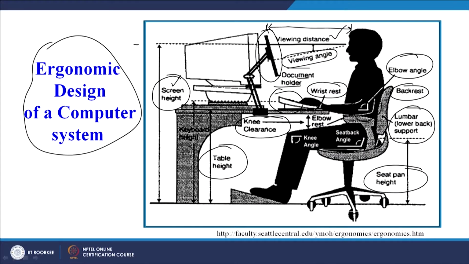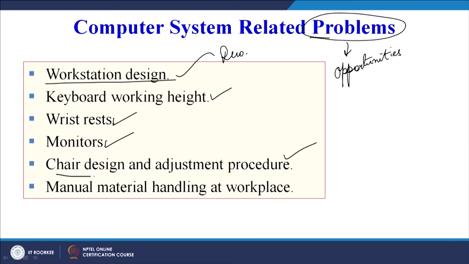The height of the screen of the computer system will definitely affect our performance in terms of our neck and shoulder. So, the chair design and adjustment procedure must be there. Maybe if we go back to the previous slide, you can see once again. Here you can see the viewing distance is given, viewing angle is given. This is the eyeball, this is the viewing distance. This particular angle and this distance can easily be changed. How can it be changed? It can be changed by chair design and adjustment procedure. So, we can adjust the height of the chair or the distance between the system and the chair to properly manage that distance.